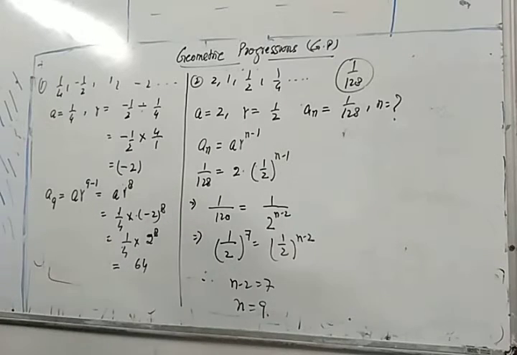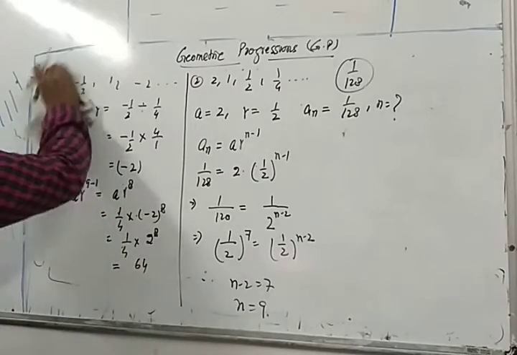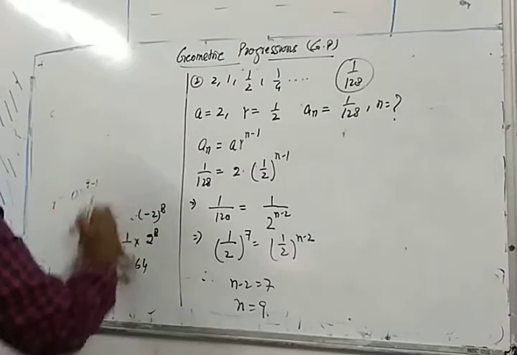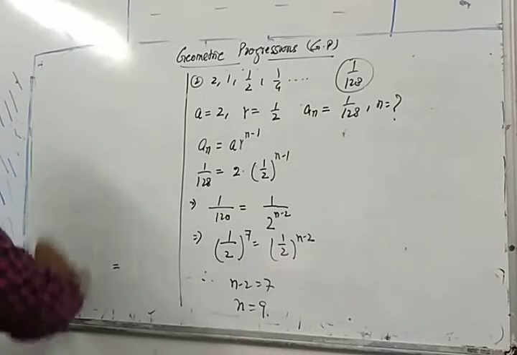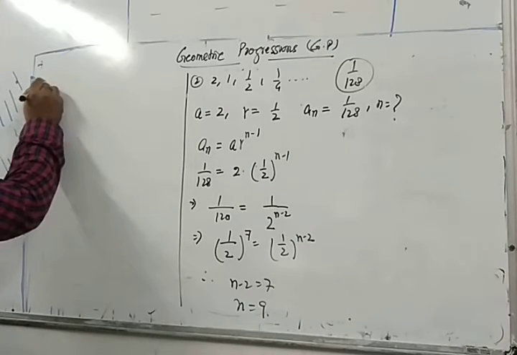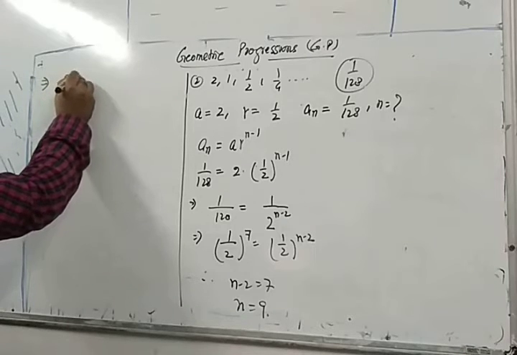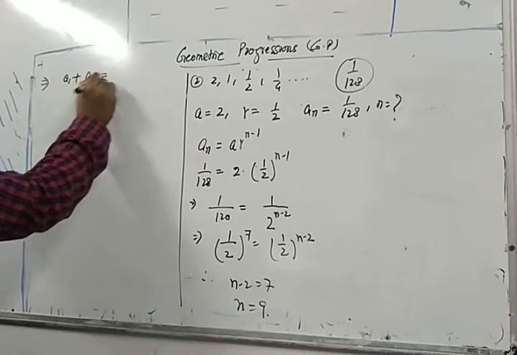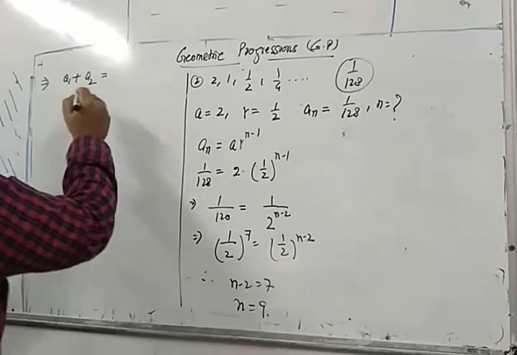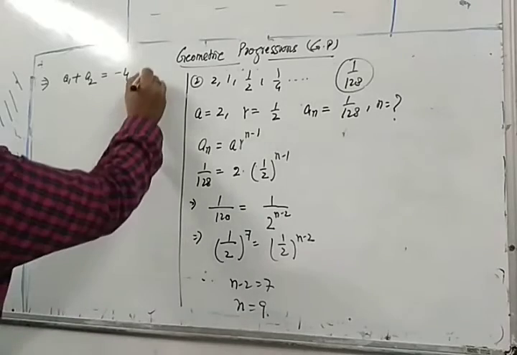Some other application questions we are going to solve. One of the questions: find the GP if the sum of the first two terms, that means a1 plus a2, is minus 4. This is the first condition.